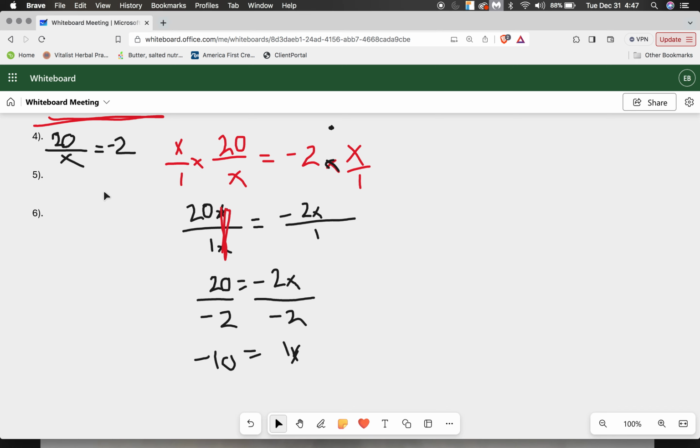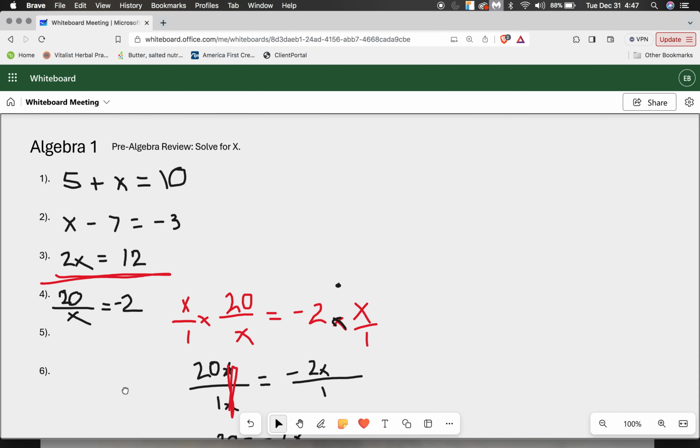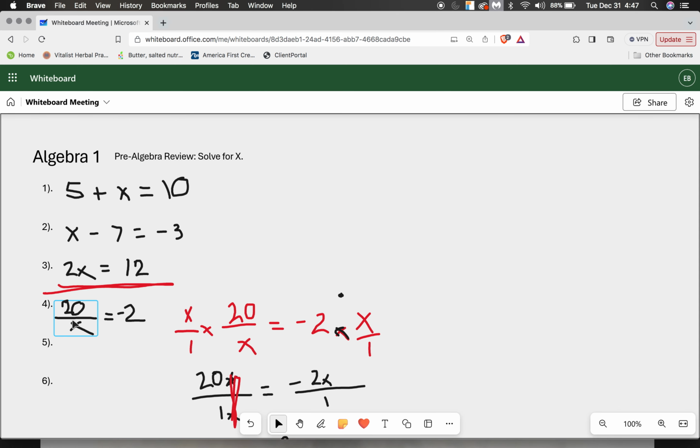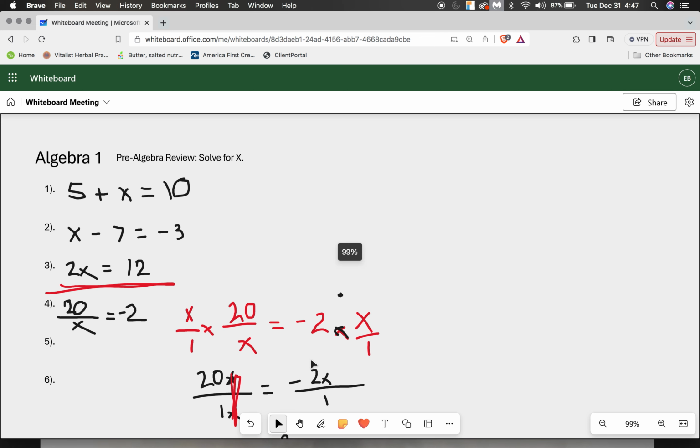If you were to have looked at problem 4 and just tried to solve it using math, you would have known that 20 divided by something to equal -2 would have to involve 10. 20 divided by 10 is 2, and then negative 10 because our answer was negative 2. So yeah, we could have looked at any of these problems and probably solved them in our head, but it's good to practice the algebra.